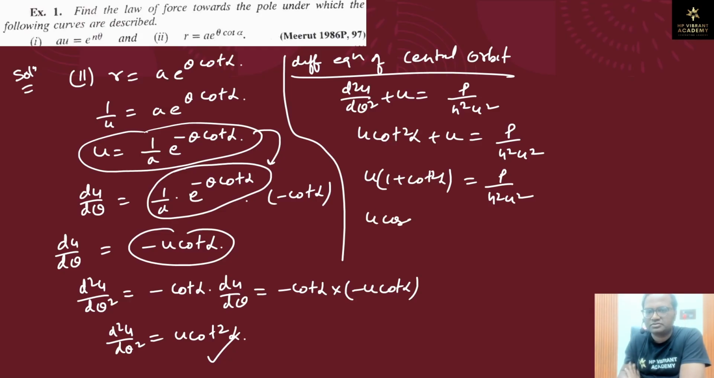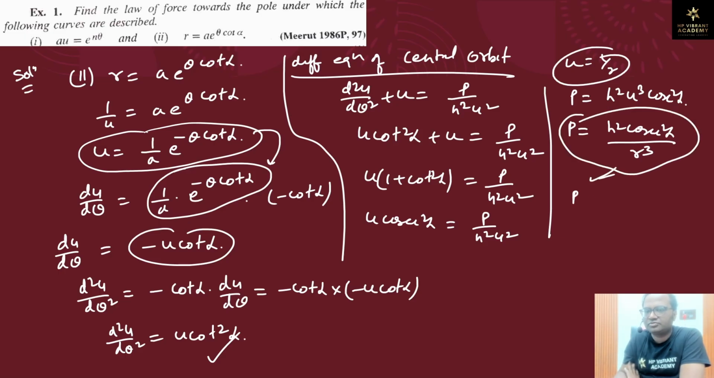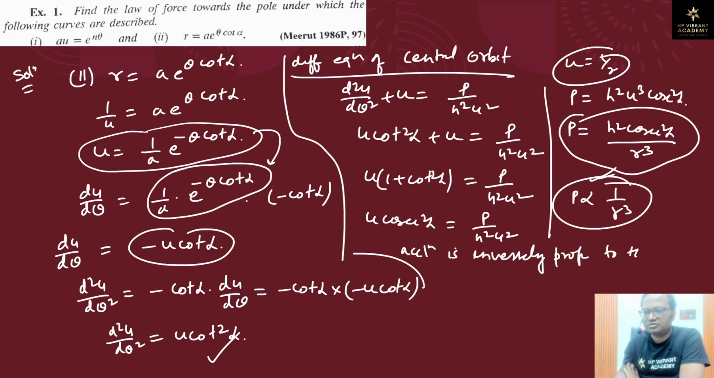From here u into cosec square alpha is equal to p upon h square u square. From here we have p is equal to h square u cube cosec square alpha. So we have p is equal to h square cosec square alpha upon r cube because we have u is equal to 1 upon r. So p is this value. So here also p is inversely proportional to r cube. So acceleration is inversely proportional to the cube of the distance of the point from the pole.